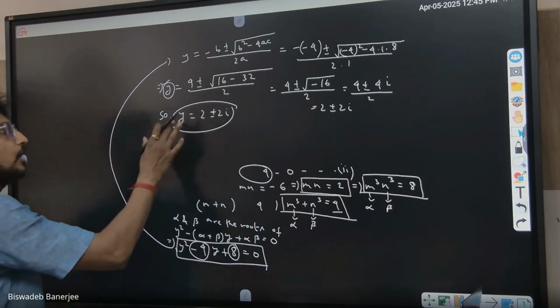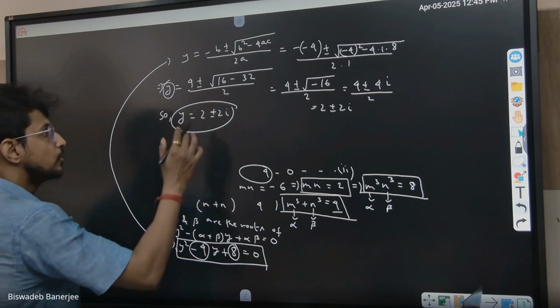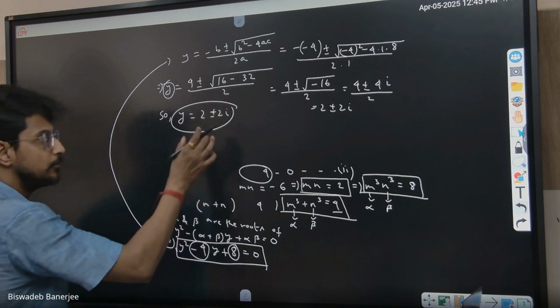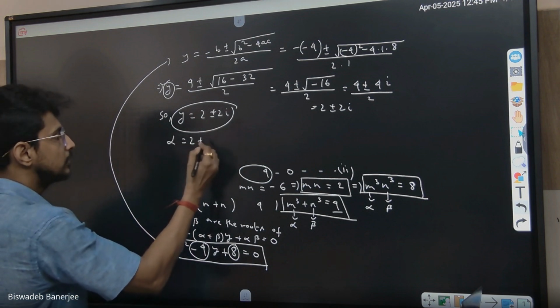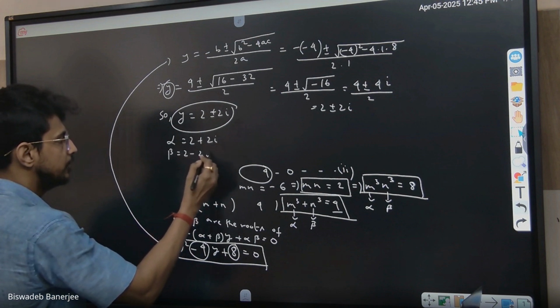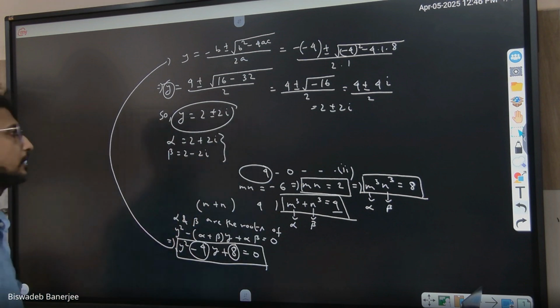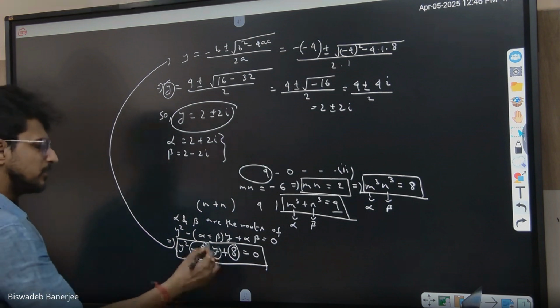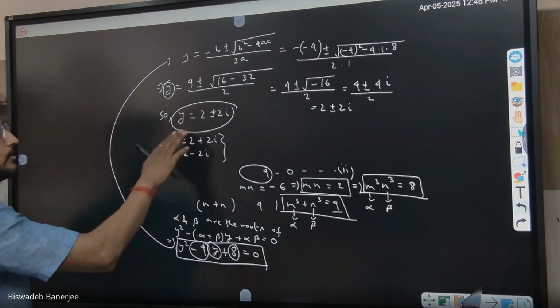So my values of y are 2 plus minus 2i. These are my roots. One of them is alpha and one of them is beta. Say this is alpha and say this is beta. This is very easily understandable. So these are my alpha and beta.